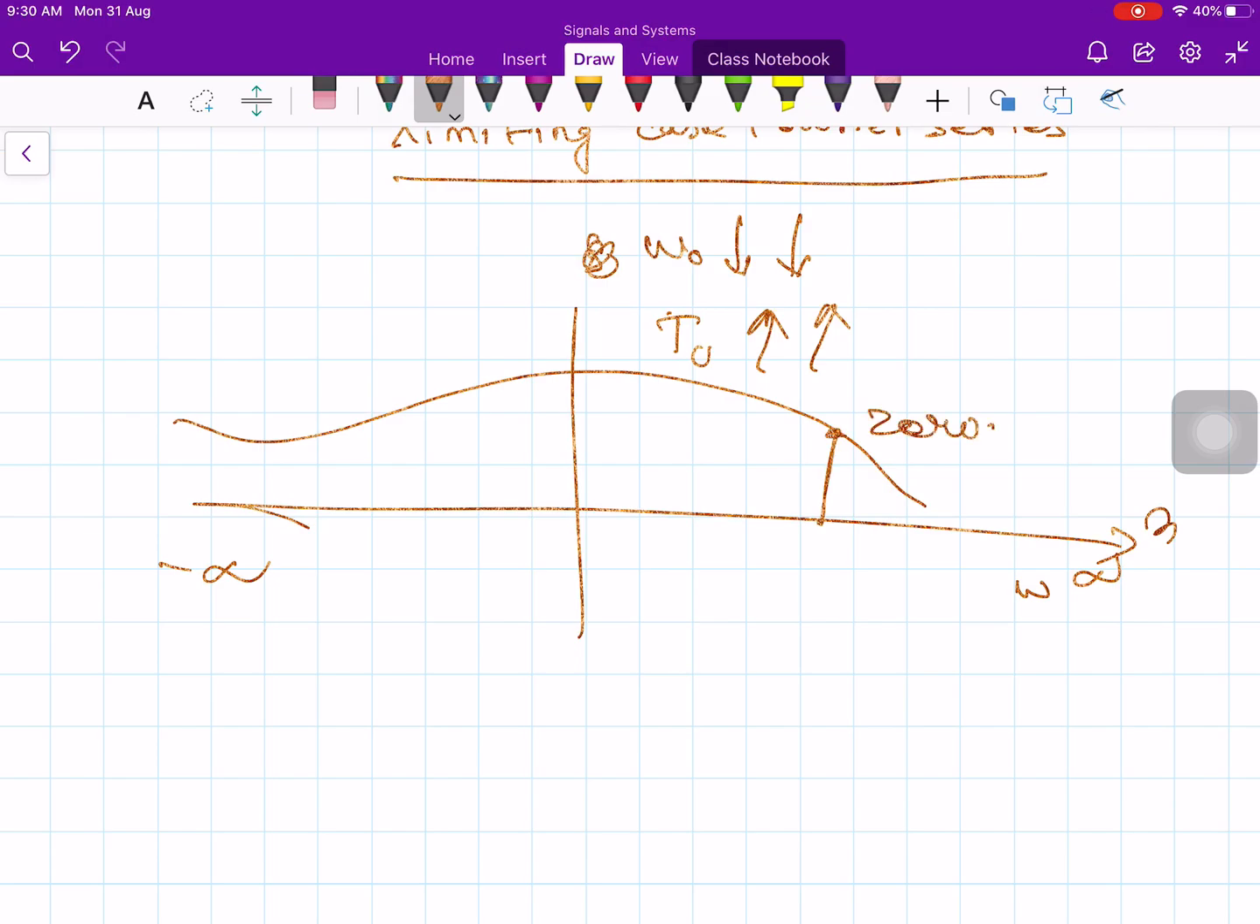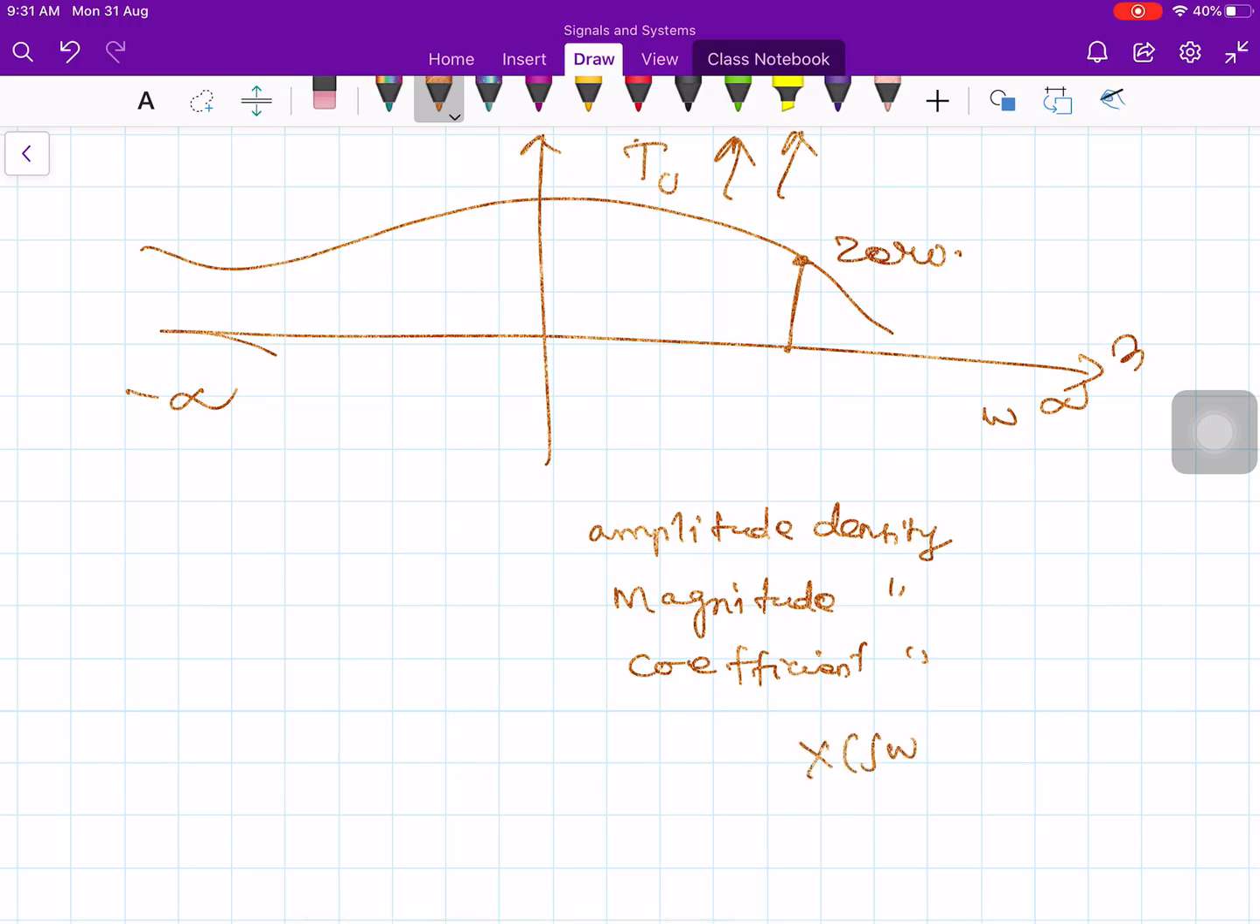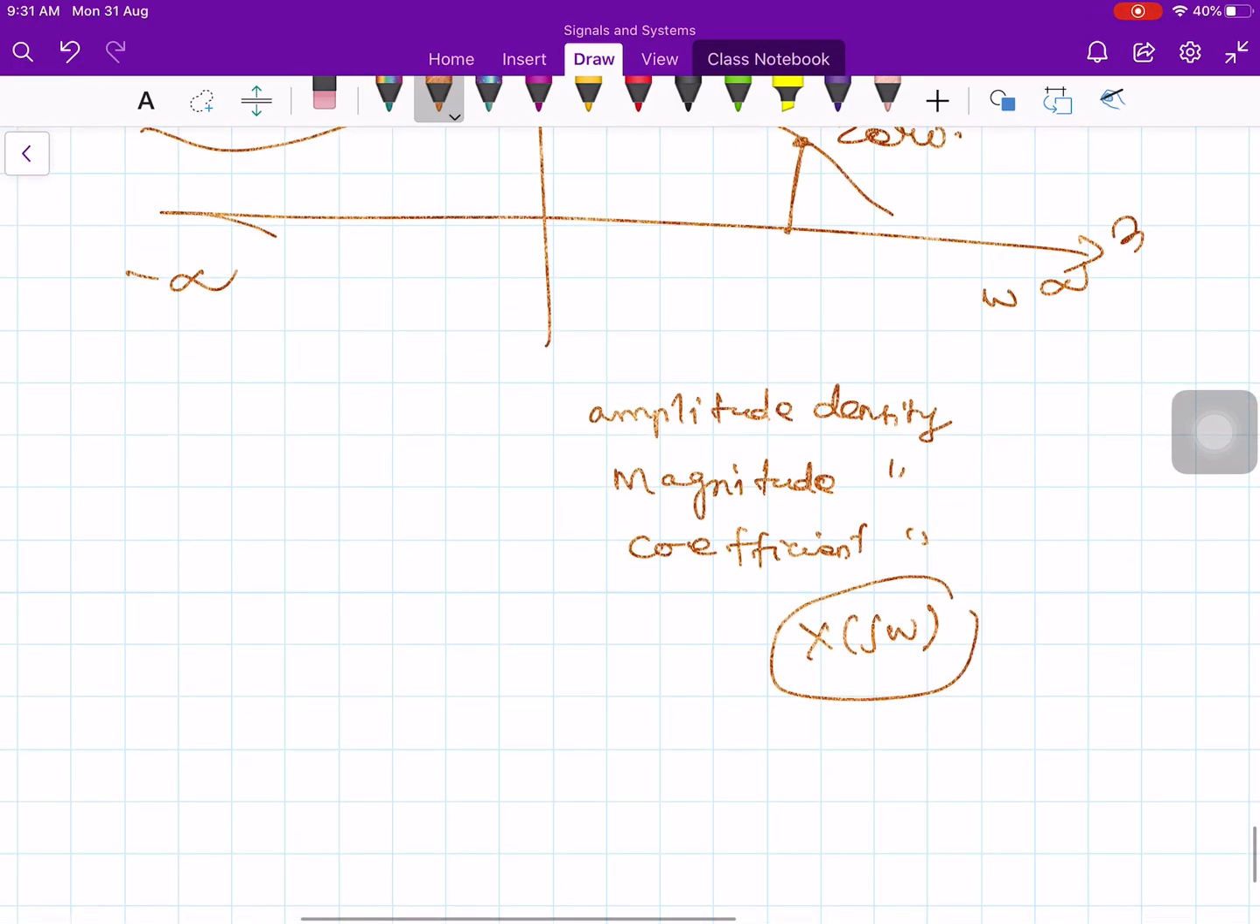So what we are really talking about is the amplitude density or the magnitude density, otherwise called coefficient density, because it is a density function. And the coefficient density we term as X of j omega. Because this X of j omega is a function of omega, we would like to associate omega with that term in terms of frequency. Therefore, it is written as X of j omega.